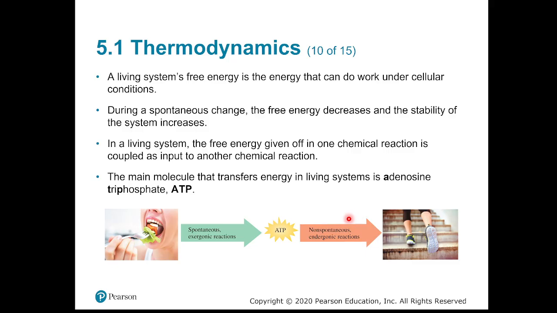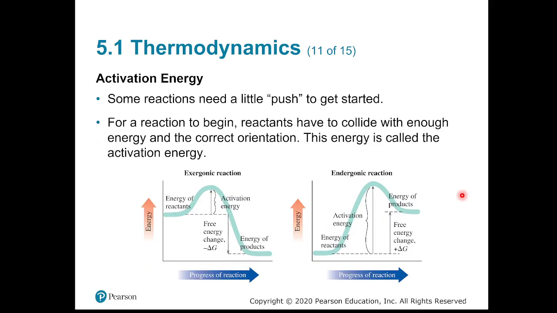And so right here, we actually have a spontaneously exergonic reaction, which is taking these nutrients like sugars and fats and breaking them down. And then we get ATP from them. And then that ATP is going to be used to power non-spontaneous endergonic processes, right? Like walking, eating, doing all those things. And we make a complete cycle out of it.